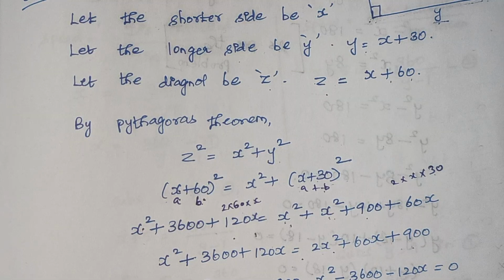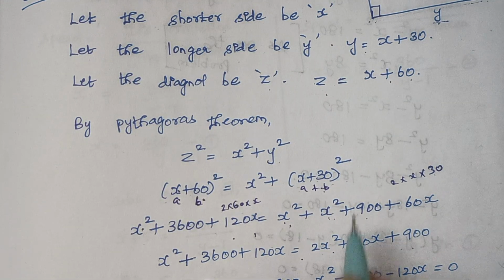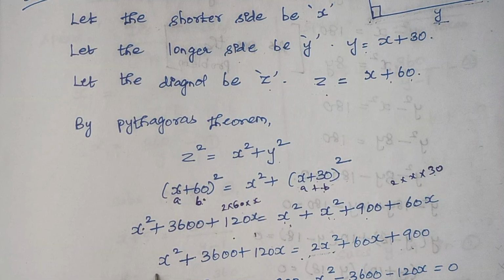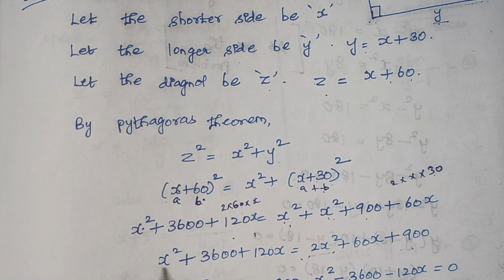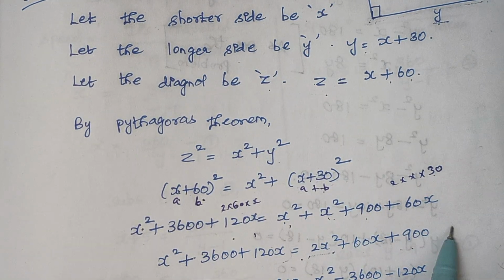Now we are going to move this entire equation to one side, right? So here we have 2x square and here I have x square. So I can move this side to the right hand side because I always need a quadratic expression with a positive x square.